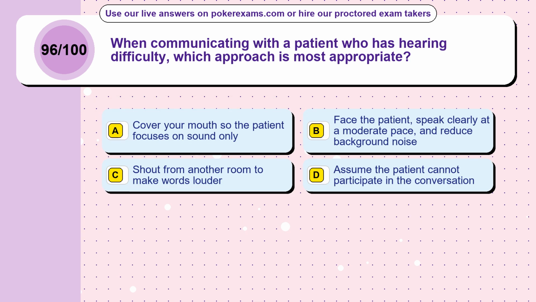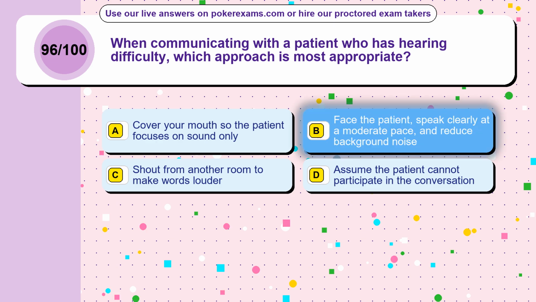Question 96. When communicating with a patient who has hearing difficulty, which approach is most appropriate? Option A. Cover your mouth so the patient focuses on sound only. Option B. Face the patient, speak clearly at a moderate pace, and reduce background noise. Option C. Shout from another room to make words louder. Option D. Assume the patient cannot participate in the conversation. The correct answer is option B.